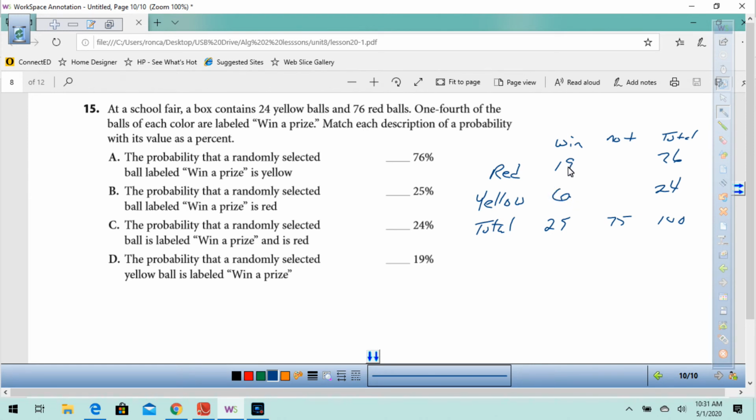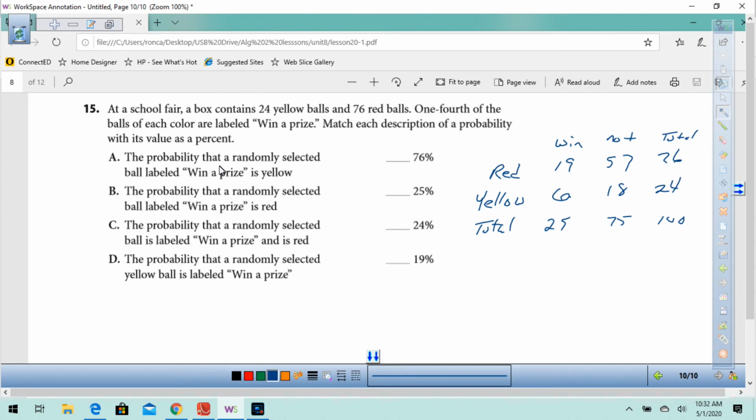6. So 19 and 6 is 25. And then 76 minus 19, well, that would be 57. And then here we're going to have 18. So that should work out. That works out. All right, good. That'll make doing this a little bit easier.